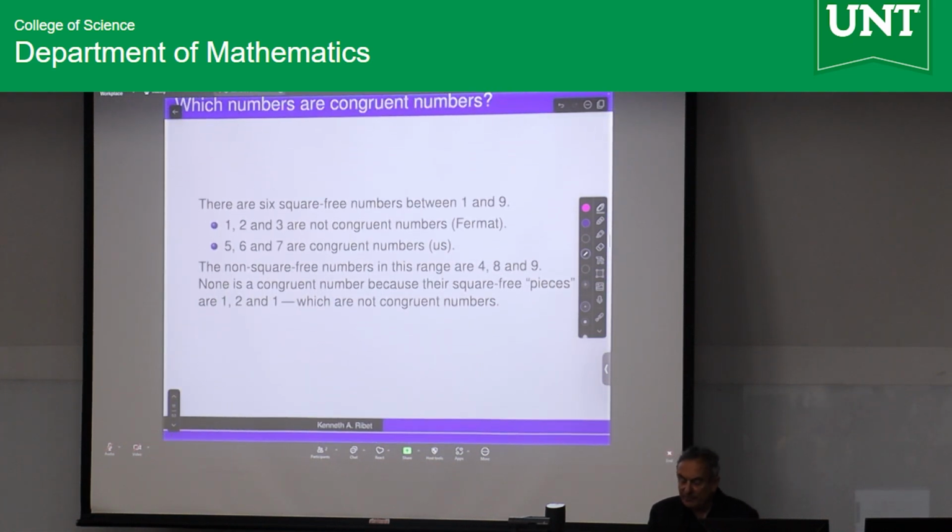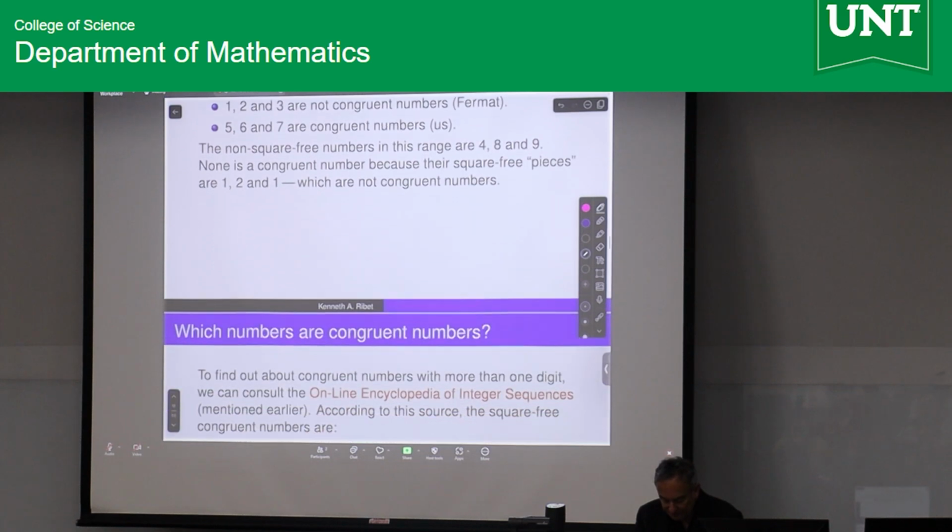So now, before talking about cubic curves, we're going to kind of pretend that we're ChatGPT or something. And we might say, well, 1, 2, and 3 are not congruent numbers. 5, 6, and 7 are congruent numbers. What are the congruent numbers? But just the square free ones, to simplify things. You could ask ChatGPT, but ChatGPT would say, well, I don't really have enough training data, just given me a small number of examples.